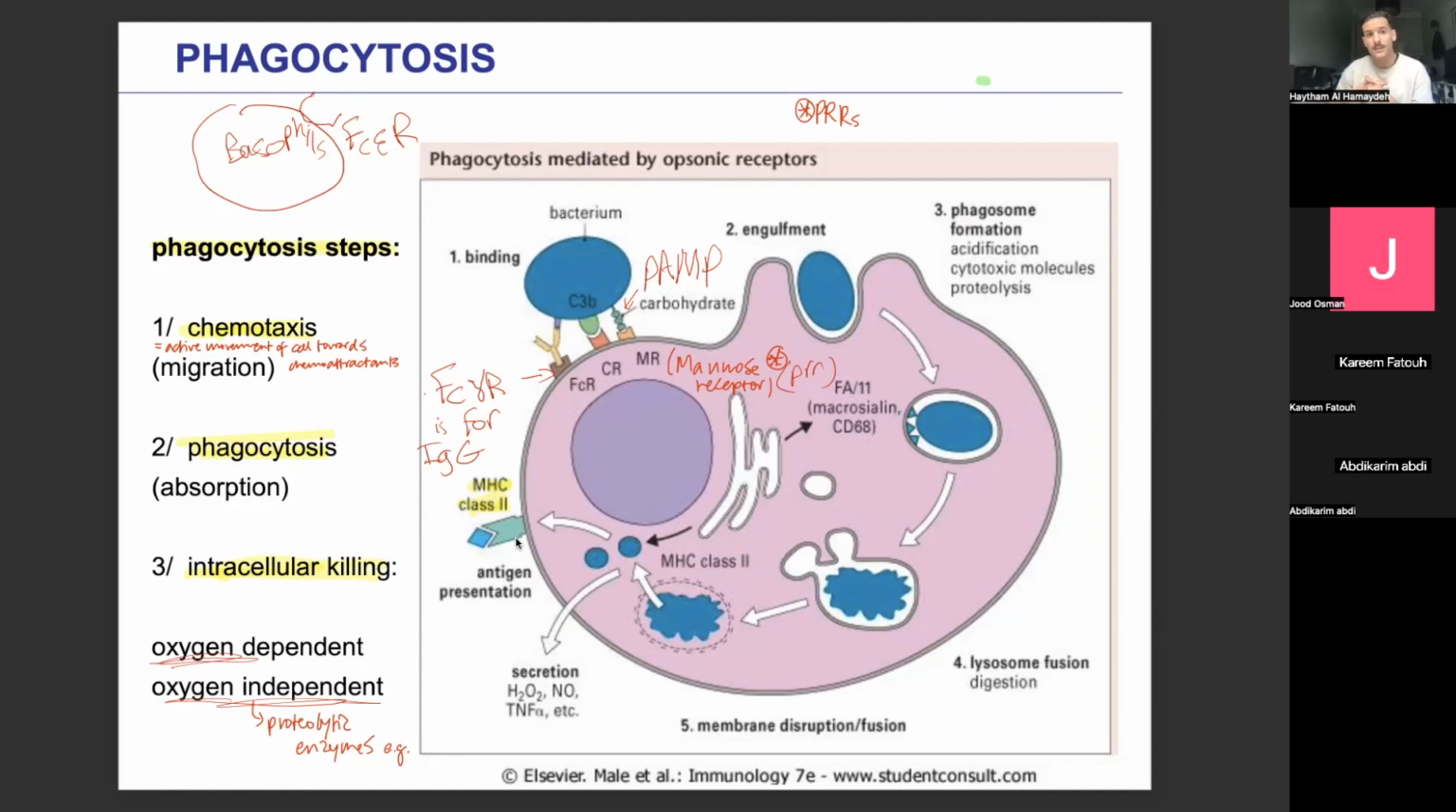Tamam? Okay, so this is phagocytosis. Any questions about chemotaxis and phagocytosis? Clear? Yes. Okay, ask me.